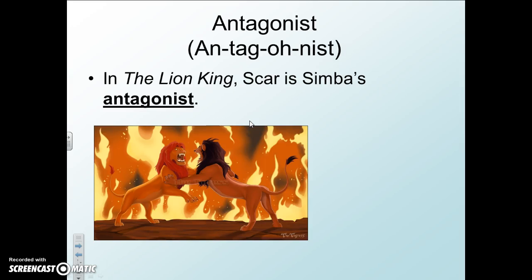Next, antagonist. In The Lion King, Scar is Simba's antagonist. As you can see, they're fighting there. So an antagonist must be an enemy. It is a person that a main character usually is fighting with.